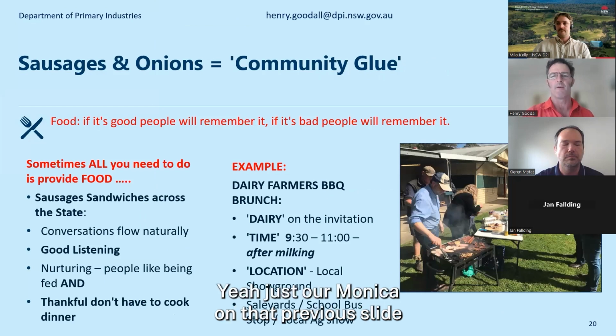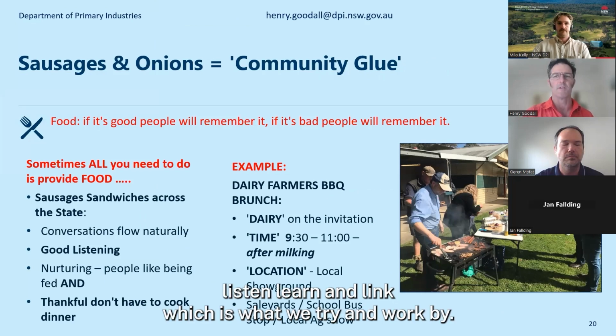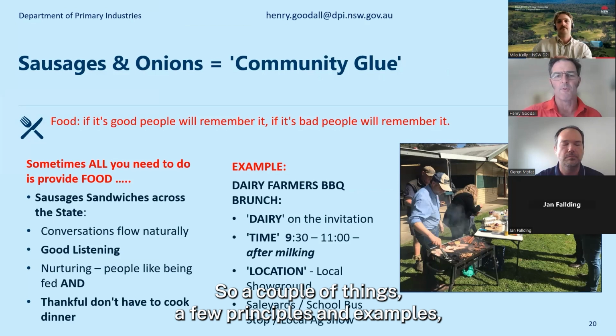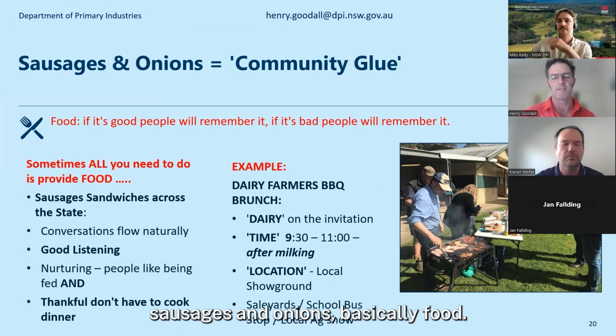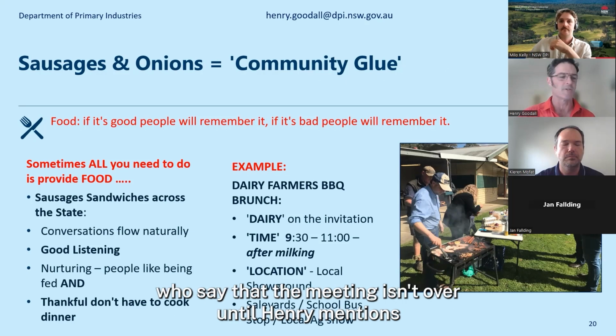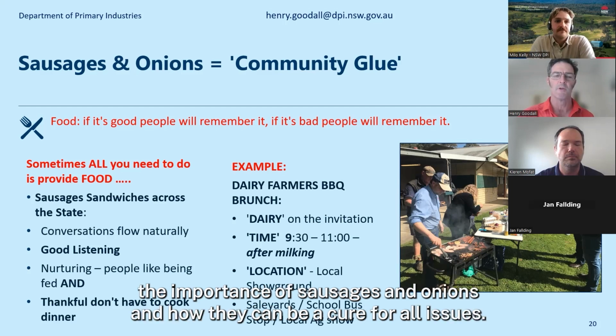Yeah, just our moniker on that previous slide, listen, learn, and link, which is what we try and work by. So a few principles and examples. Sausages and onions, basically food. I get a bit of a hard time from some colleagues who say that the meeting isn't over until Henry mentions the importance of sausages and onions and how they can be a cure for all issues.